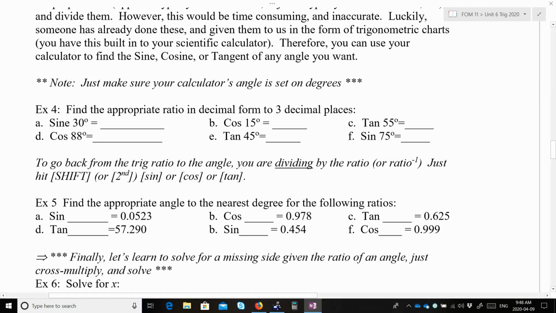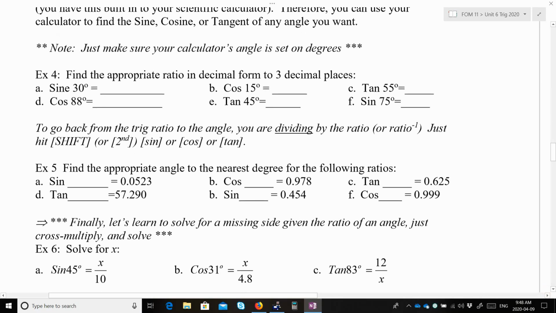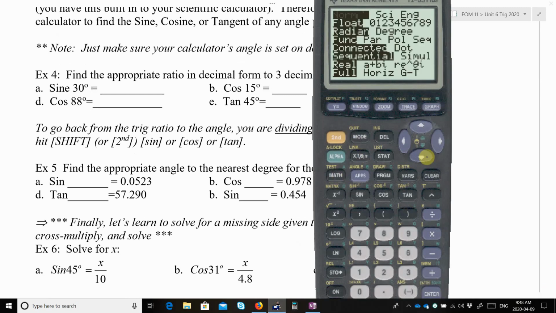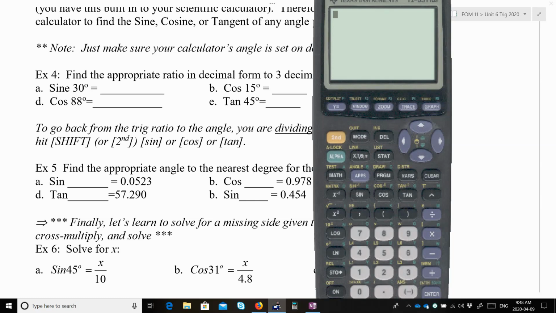Okay, so in example 4, we are going to find the appropriate ratio in decimal form to 3 decimal places. So I'll get out my calculator and I'll show you mode that I am changing this to degrees. And notice that degrees now is highlighted in black, and I'm going to quit. And we are going to do sine of 30 degrees. So you press the sine button and then go 30. I'm going to close the bracket and we get 0.5.